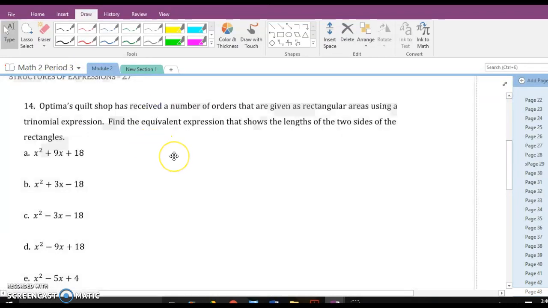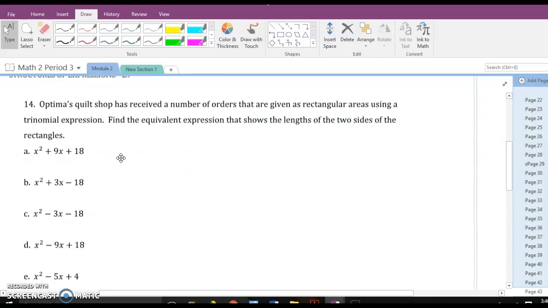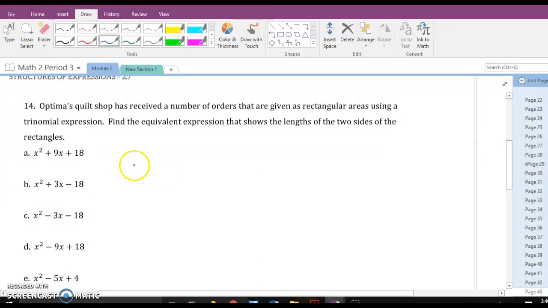So, Optimus Quilt Shop has received a number of orders that are given as a rectangular area using trinomial expressions. Find equivalent expressions that show the length of the two sides of the rectangles. So we know we have to split this up and form the rectangles. Some of us have really adapted well to creating the rectangle by adding and subtracting and trying to make sure we have 18 little ones to fill in.